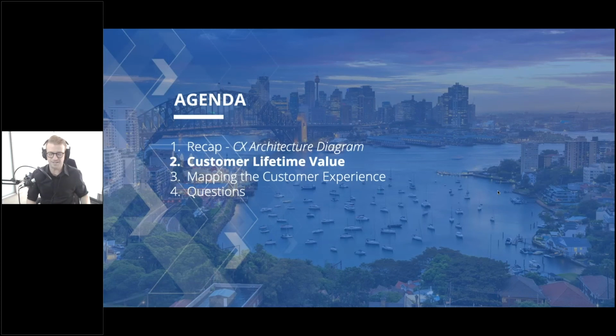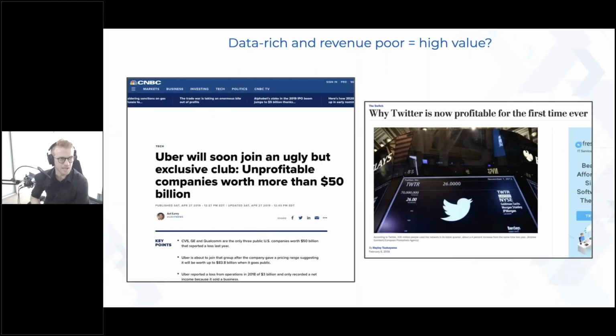Great. So let's talk about customer lifetime value. Why are these organizations like Twitter and Uber so valuable if they aren't that profitable? If you look at them with a traditional valuation lens, it just doesn't really make sense to the average person.